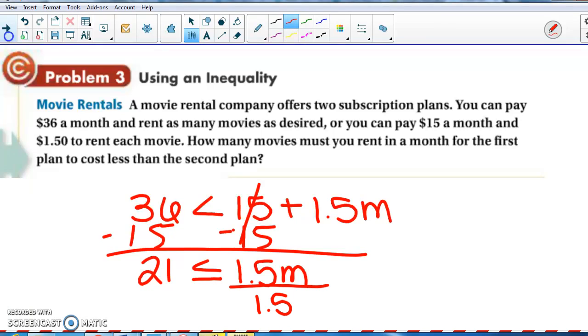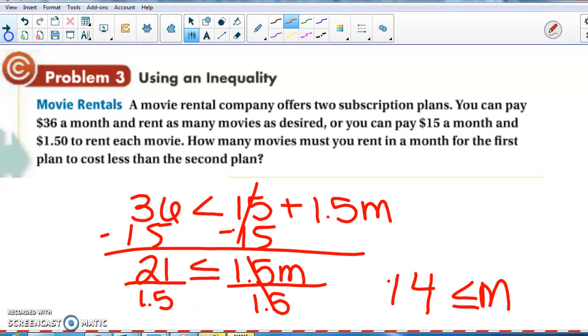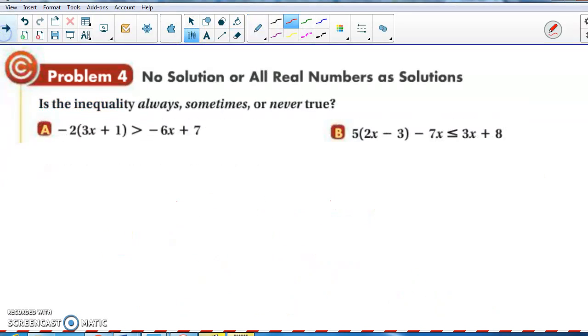I'm going to divide by 1.5. So n is greater than 14. So once you rent 14, I'm sorry, I'm not sure where this "or equal to" came from. It would just be greater than 14. So once you rent more than 14 movies, the first plan will be cheaper than the second plan.